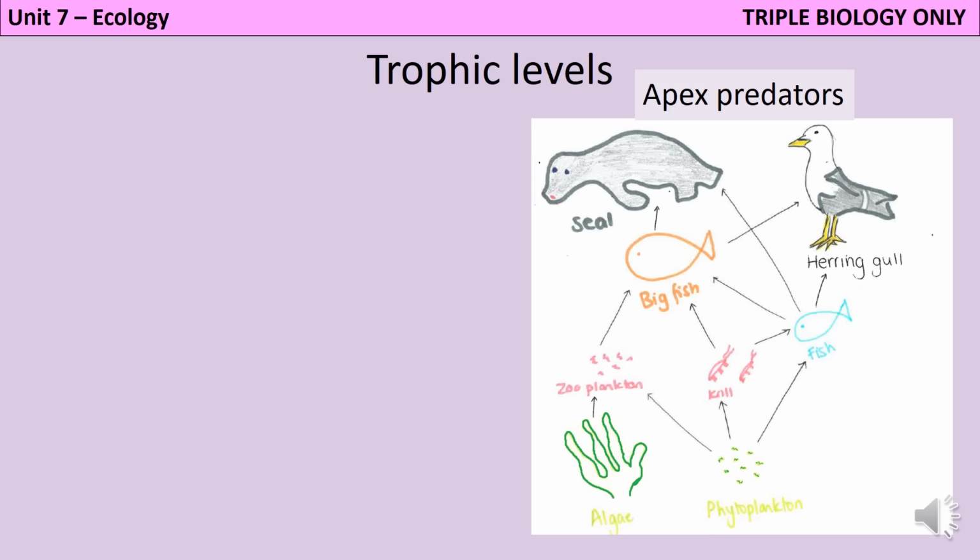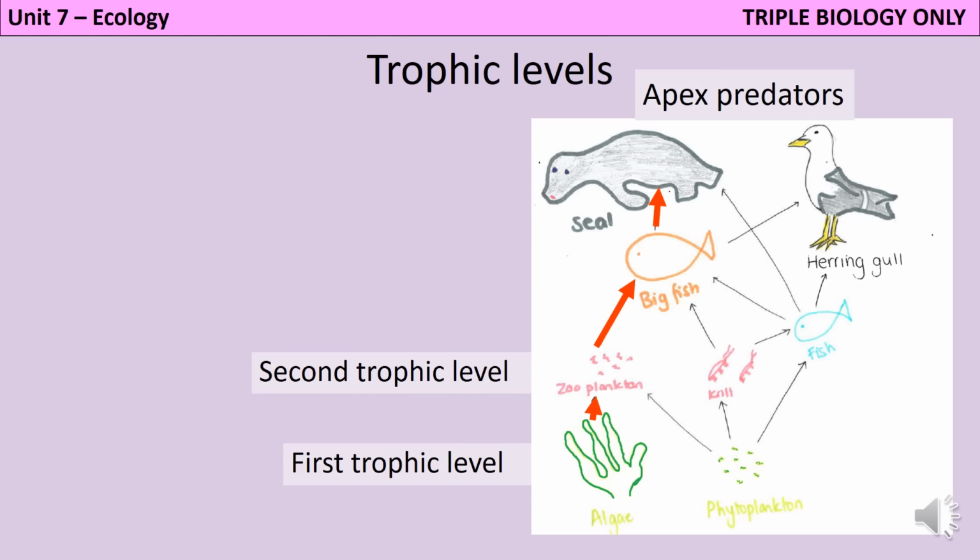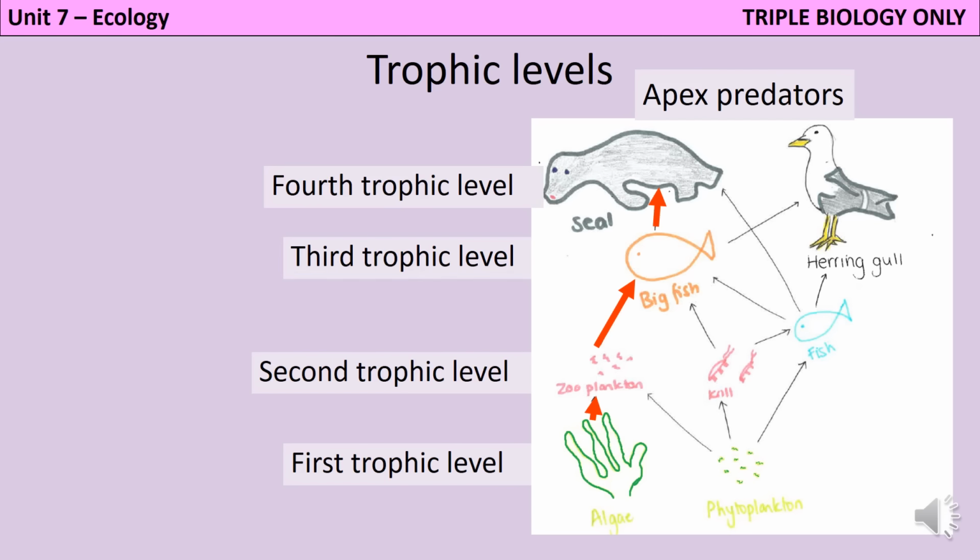If you're taking triple science, then you should be able to talk about food chains and food webs in terms of their trophic levels, and these are just how many different organisms there are in the same food chain. So if we take one food chain as an example, our first trophic level would be the algae, the producer, and then the second trophic level is the zooplankton, and then the third trophic level is the big fish, and the fourth trophic level is the seal. It's very unusual for a food chain to have more than 4 trophic levels.